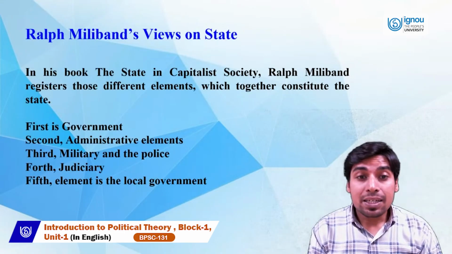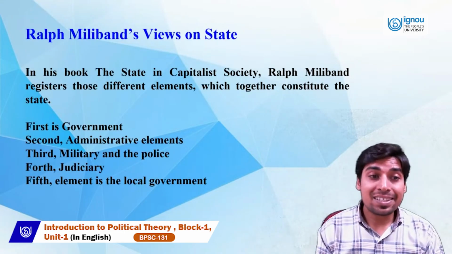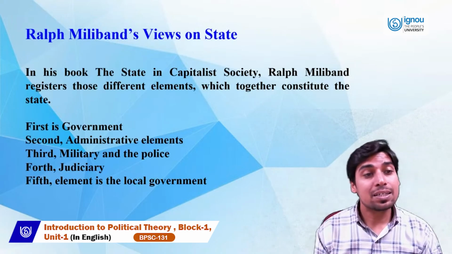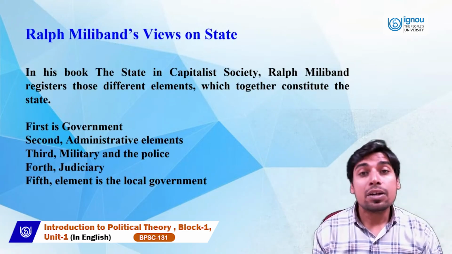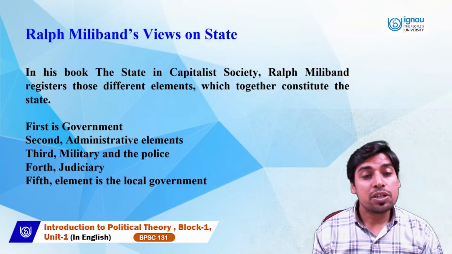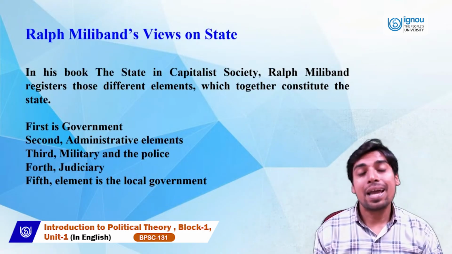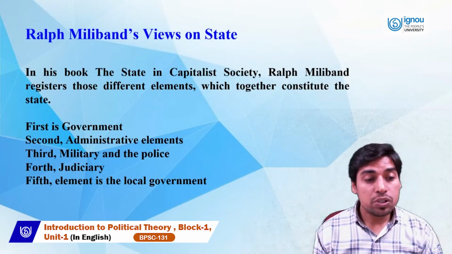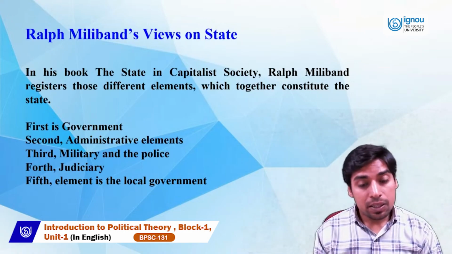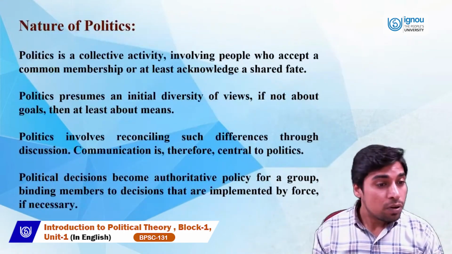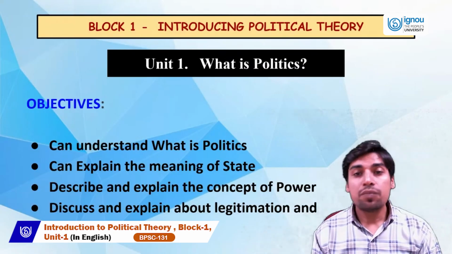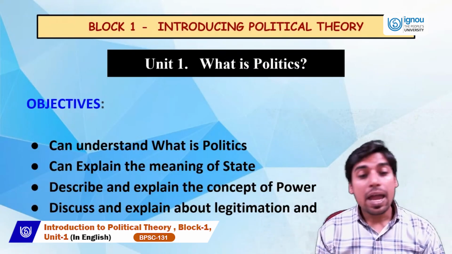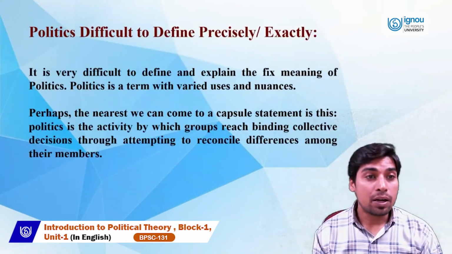In his book The State in Capitalist Society, Ralph Miliband registered the different elements which together constitute the state. First is the government, which we discussed previously. Second is the administrative elements. Third is the military and the police. Fourth is the judiciary. Fifth is the elements in the local government. The third objective of this first unit is to describe and explain the concept of power.